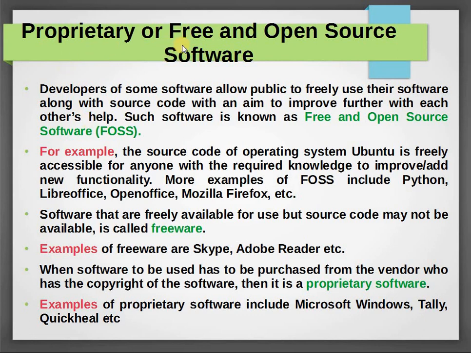So these three categories of software we understood in this slide. What is free and open source software? Software whose source code is publicly available. It may be free or not free, it depends. The next category of software is freeware, software which is freely available but its source code is not available. And the last category is proprietary software, meaning the software which we have to purchase from the vendor who has the copyright of that software. For example, Microsoft Windows, Tally, QuickHeal, and many more.